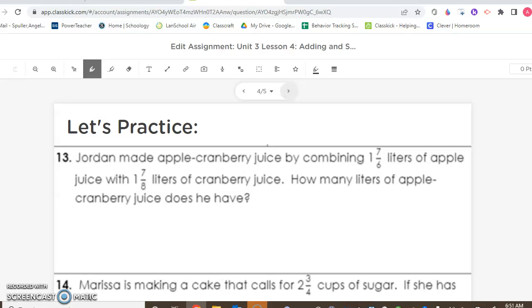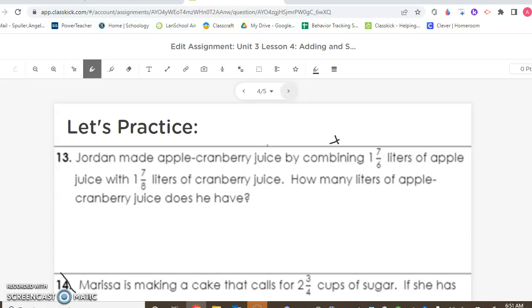Okay, we're only going to do 13. Don't worry about 14. Okay, Jordan made apple cranberry juice by combining. Oh, there's that combining word. Remember, we talked about that in the last video. We said it was adding. So we're combining 1 and 7/6 liters of apple juice with 1 and 7/8.